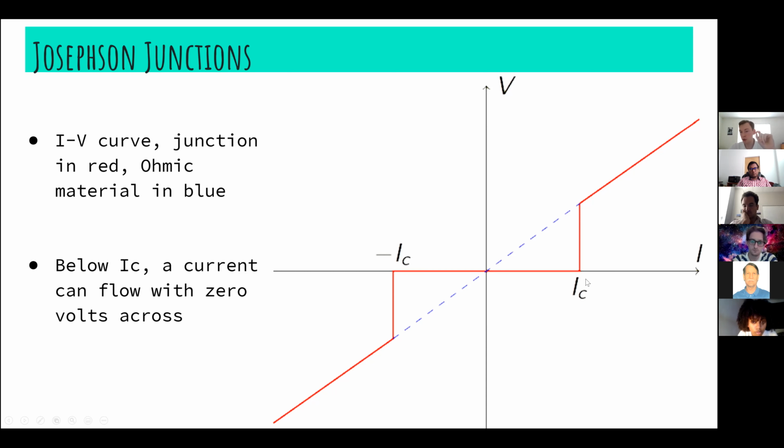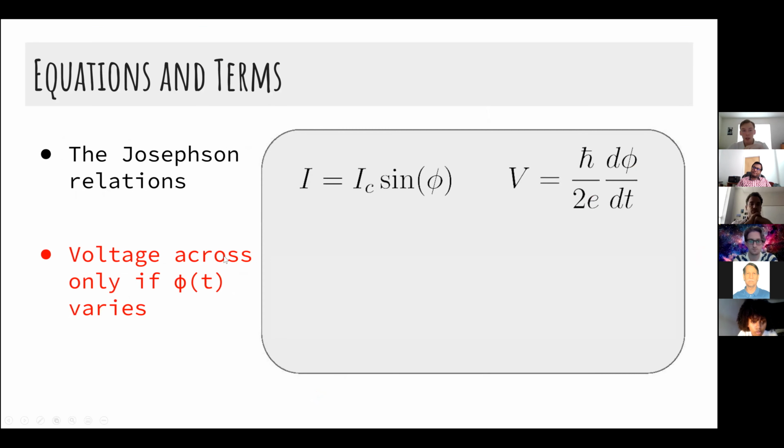But when we try to flow more current past I sub C, we're going to have a voltage appear suddenly, and then it'll return to normal. At this point, it has basically given up on being superconducting and returns to just becoming a normal material. And so the Josephson equations that predict the current and voltage across such a junction are given here.